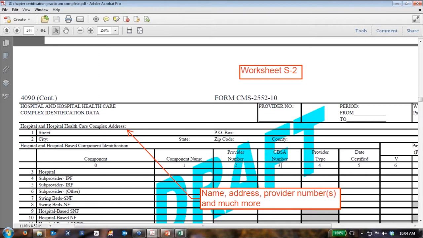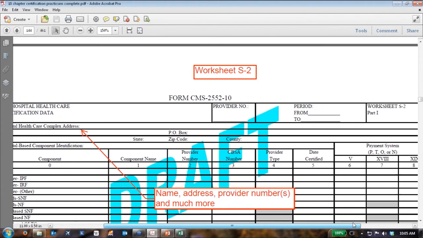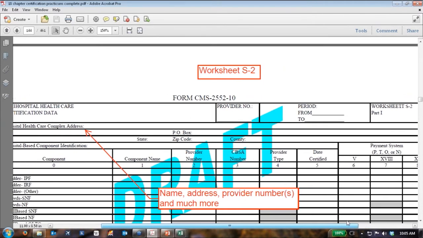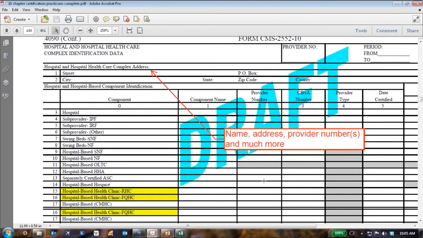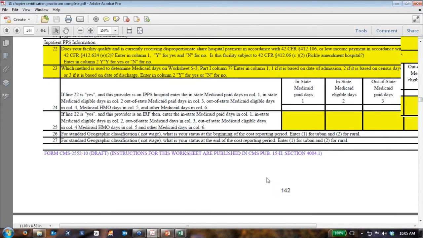And then here is the CBSA number, which we encountered last week when we talked about how Medicare payments are calculated. Remember, we came into this geographic adjustment factor. You list it here from a published table. Then you list what type of provider you are and what date you were certified. Basically, it's a demographic page and where you identify yourself to CMS.